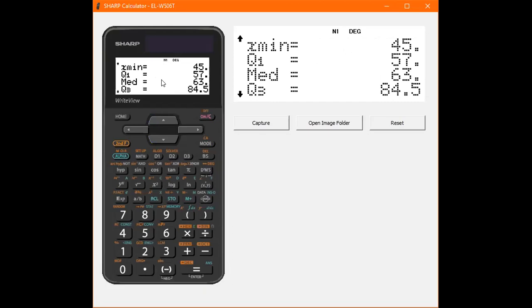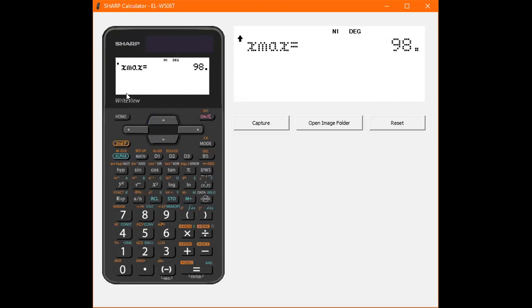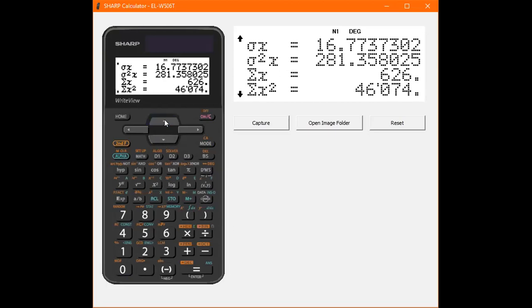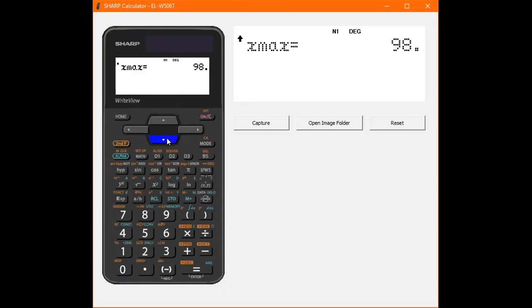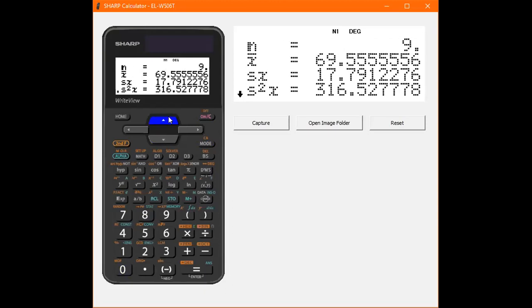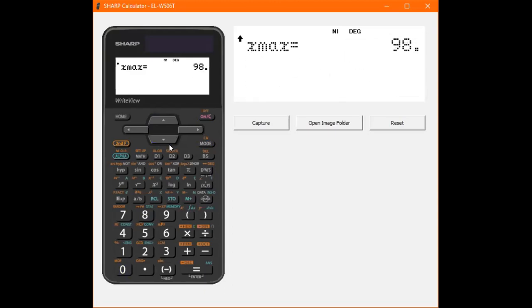And then, of course, you have your 5-number summary. So your minimum, quartile 1, median, quartile 3, and of course your maximum. It's really nice because all of your data is on these 4 screens that you just need to scroll through in order to access. So very easy stats, right?